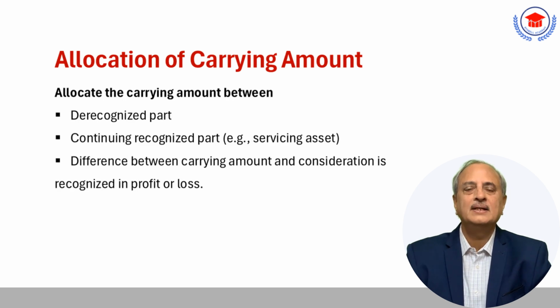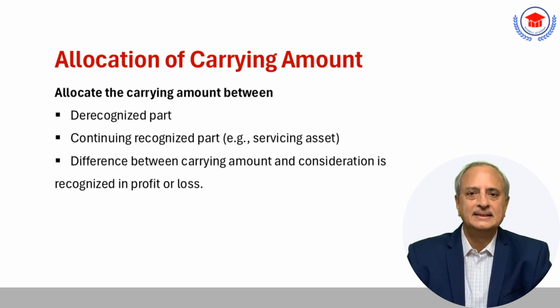For parts of a financial asset that are derecognized, the entity must allocate the carrying amount of the original financial asset between 1. The part derecognized, measured at the date of derecognition; 2. The part that continues to be recognized, such as the servicing asset. The allocation is based on their relative fair values. Any difference between the carrying amount allocated to the part derecognized and the consideration received for that part is recognized as a gain or loss in the profit or loss account.